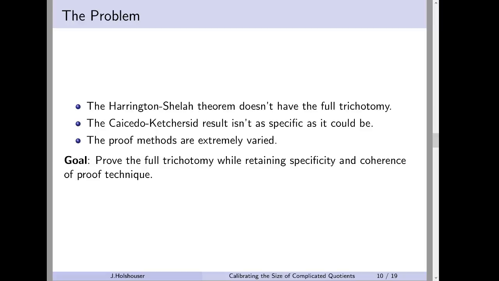Caseto-Kettersid isn't as specific as it could be. Even if you start with these co-Kappa-Suslin sets, you don't get that kappa bound, because you're running something through this horrible ultraproduct that loses all kinds of precision. So unless you can somehow dig deep into the ultraproduct, you're not going to recover that.